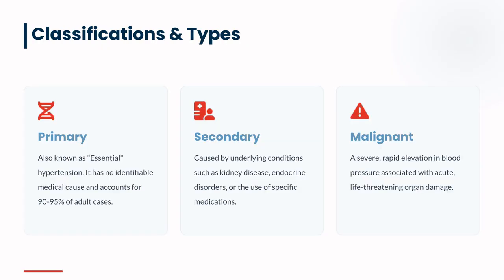There are three main types of hypertension. Primary or essential hypertension, with no identifiable medical cause, accounts for 90 to 95% of adult cases. Secondary hypertension is caused by underlying conditions. Malignant hypertension is a severe, rapid elevation associated with acute, life-threatening organ damage.